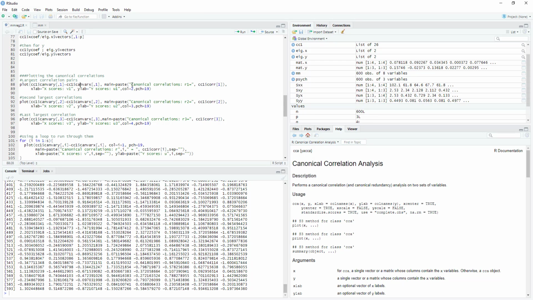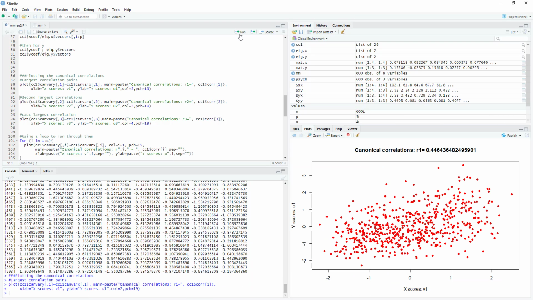Then we just use this paste function to say the canonical correlation r1 is equal to whatever the first value is. When we run that, we can see that the canonical correlation is about 0.45, not very strong. The scatter plot agrees with it. There doesn't appear to be a strong association, even when you're looking at the best combination of x's with the best combination of y's. So it appears that your academic performance doesn't really tell us anything about your psychological self-worth.